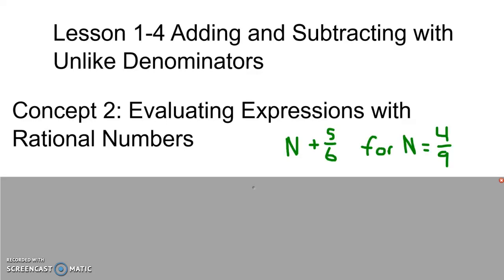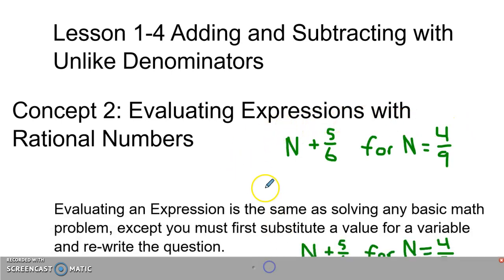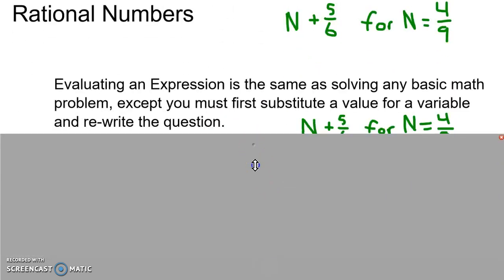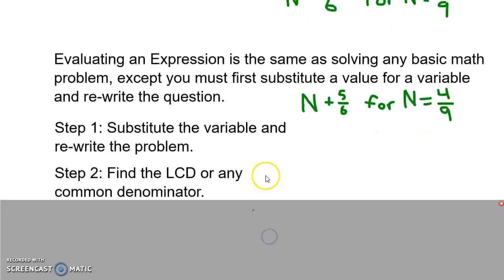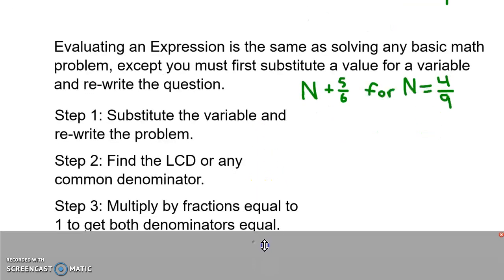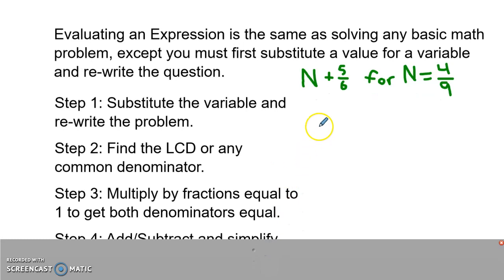Lesson 1-4, Concept 2, Evaluating Expressions with Rational Numbers. This is an example of the type of problem you'll be doing. You have an expression, you have a variable, and then you have a value that you're going to substitute in for that variable. The problem is something that you'll be familiar dealing with from our last concepts.